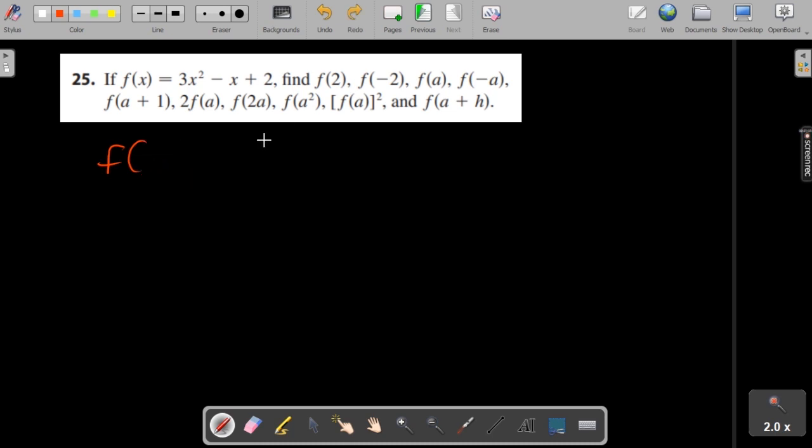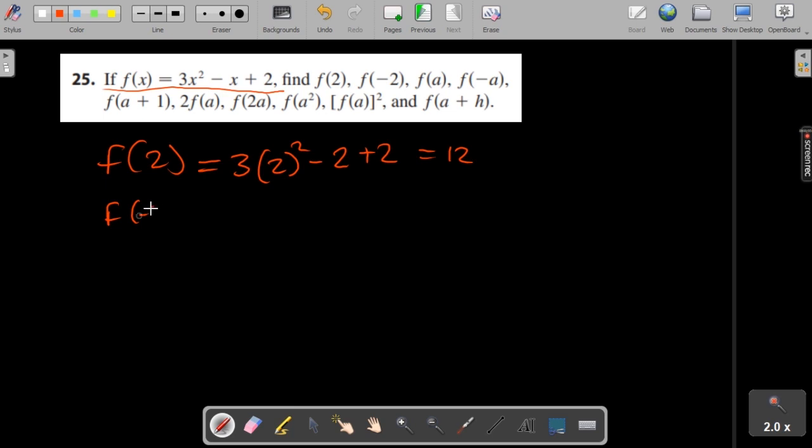So starting with f of 2, since this is our function, in place of x, we're going to substitute 2. And you can work this out. This is 4 multiplied by 3, 12. 12 minus 2, that's 10. Then 10 plus 2 is 12. So that's the first one.